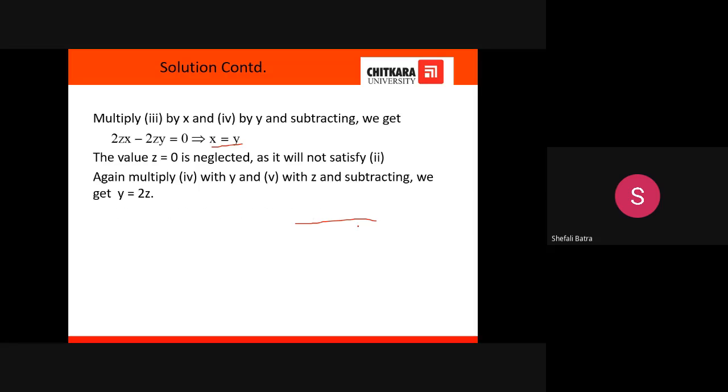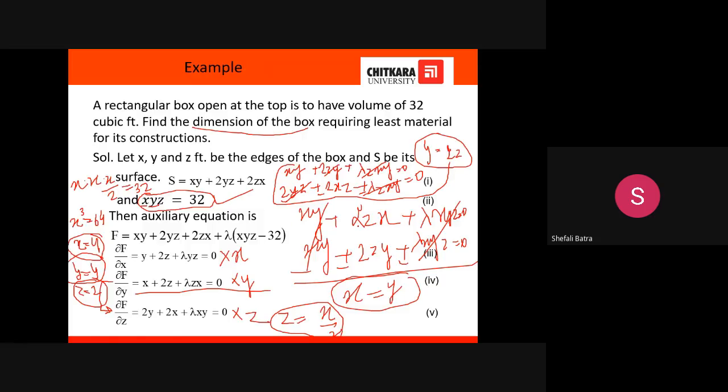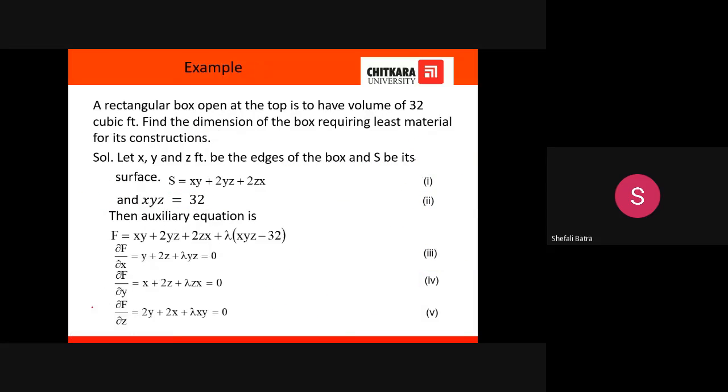Or there is another way to solve; you will try it yourself and I'll discuss tomorrow. What you can do is get the value of lambda from each of the three equations, then equate two of them to get the relation between x and y, and relate the other two to get the relation between y and z. It's your choice. You can solve either that way or this way.